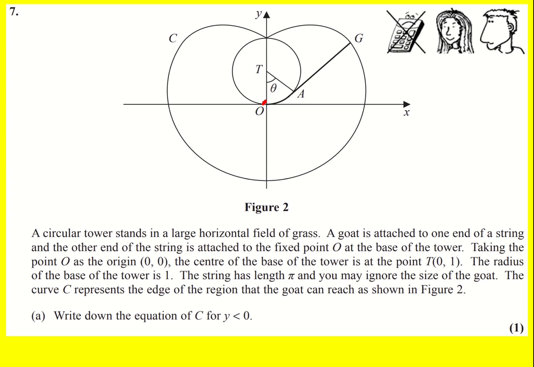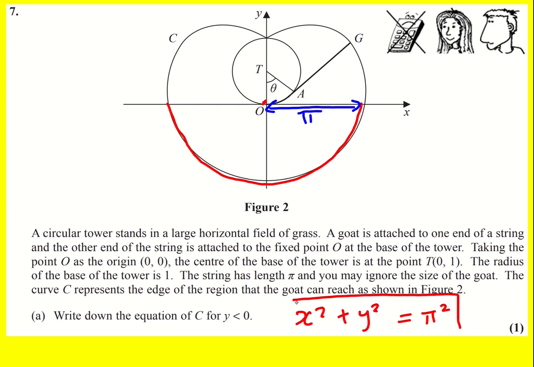First of all, we're asked to write down the equation of C for y is less than 0. So that's just going to be here. And there's no impediment. The tower is not impeding the goat here. So it's just going to be the maximum area that you can get. It's going to be a circle, and it's centered at the origin. So it's going to be x squared plus y squared. Now we just need to think about the radius. But remember, it said the string has length pi. So that means this distance is going to be pi, and the radius is therefore going to be pi. So the answer to the first part is x squared plus y squared is equal to pi squared.